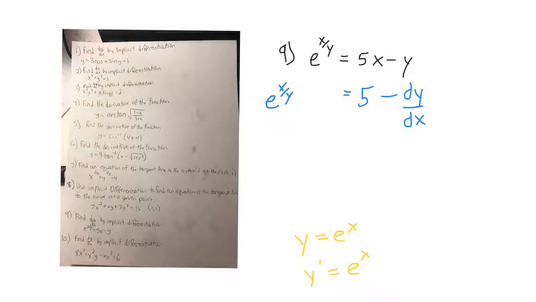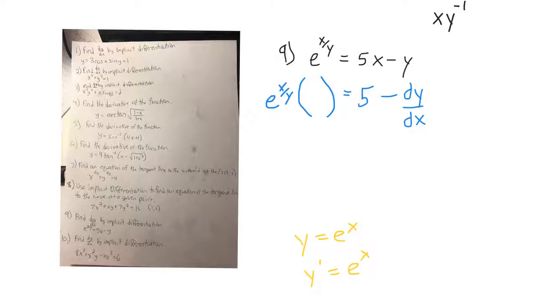But it is a chain rule situation because we're not dealing with e to the x, we're dealing with e to the x over y. So we have to multiply this by the derivative of what I refer to as the mutant. The mutant is x over y. So now I think it's helpful to realize that x over y is really x times y to the negative 1. So that's a way of going about it.